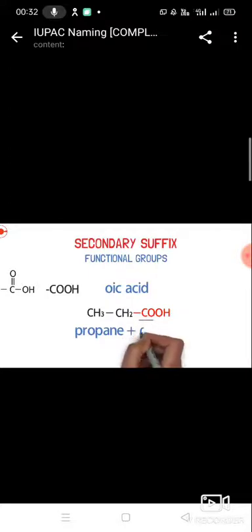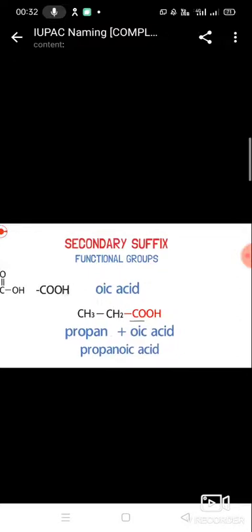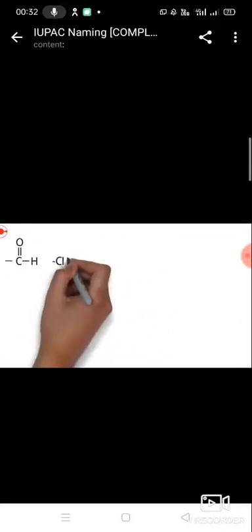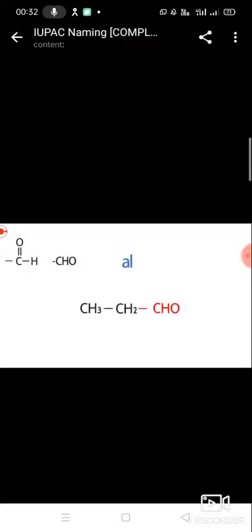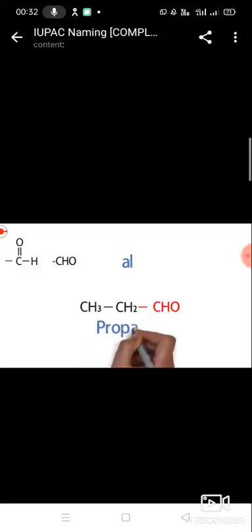Oic acid. When we are counting with this functional group, you have to add its carbon along with the straight line. Along with the number of carbon atoms, you have to add the carbon of the functional group. So this name is propanoic acid. Next functional group is CHO, aldehyde. Along with the CHO, 3 carbons are there. So the name of the compound is propanal.